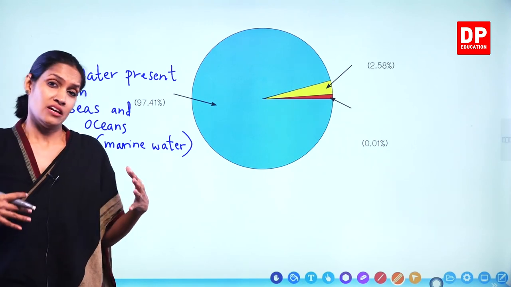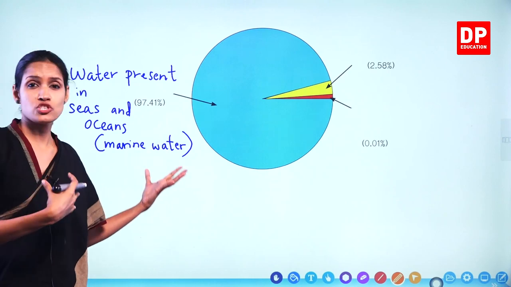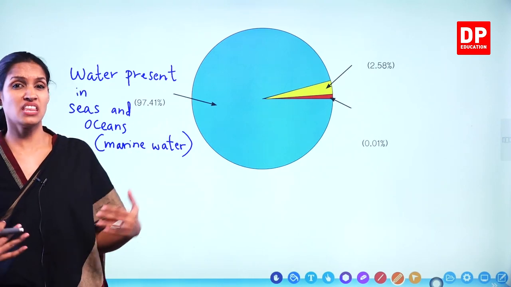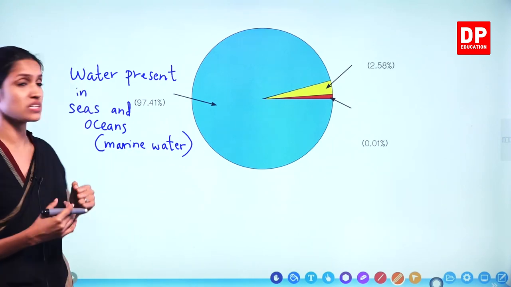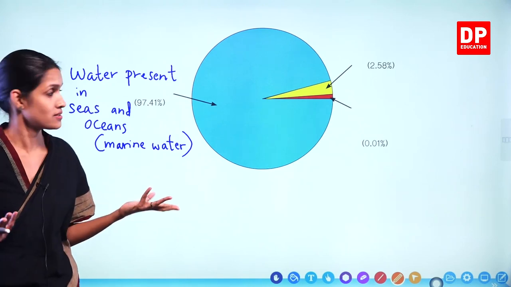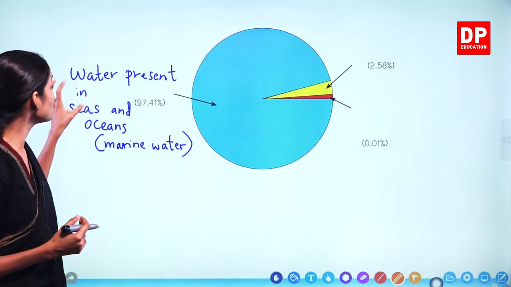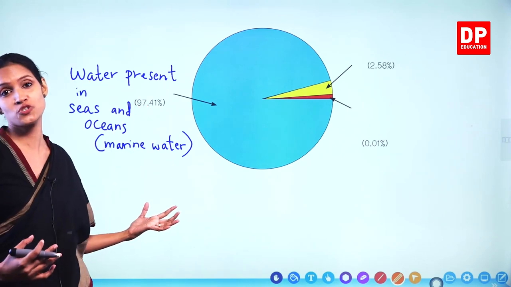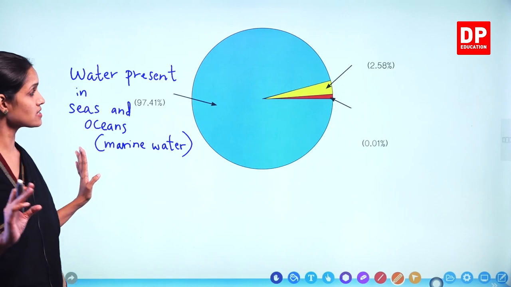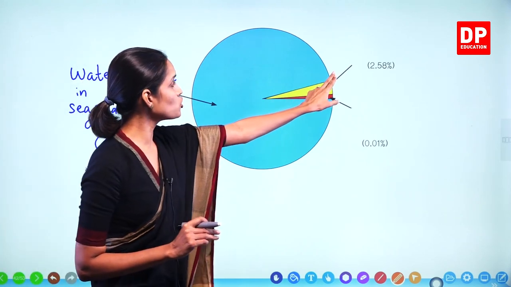But other than producing salt, what are the other activities? Like bathing, drinking, can we use this marine water, children? We cannot. See, 97.41% marine water that we cannot use for our day-to-day activities. Understand? Now, what is the next one?